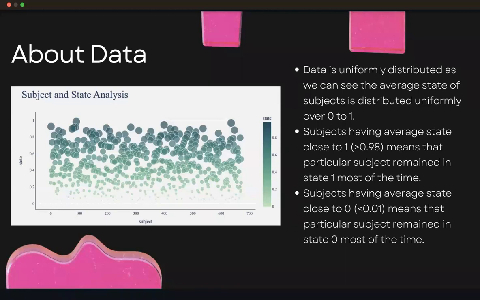You can see the state versus subject is uniformly distributed. A subject with a value closest to 0 means that particular subject remained in state 0 most of the times whenever he or she was tested, maybe through a hospital, and that sensor data was fed into the data set. Subjects giving a value close to 1 means that particular subject remained in state 1 most of the times.